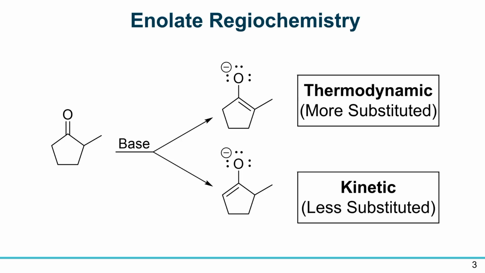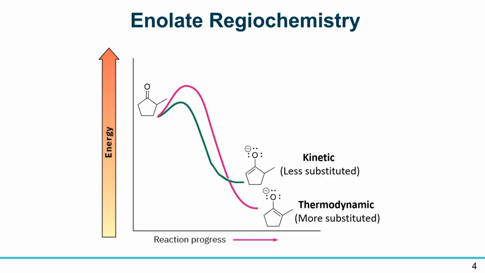When unsymmetrical ketones, like this 2-methylcyclopentanone, are used for alpha alkylation, there are two possible enolates which can form: the more substituted enolate, which is called the thermodynamic enolate, and the less substituted enolate, which is called the kinetic enolate. You can better see the difference between these two possible enolates with an energy diagram.